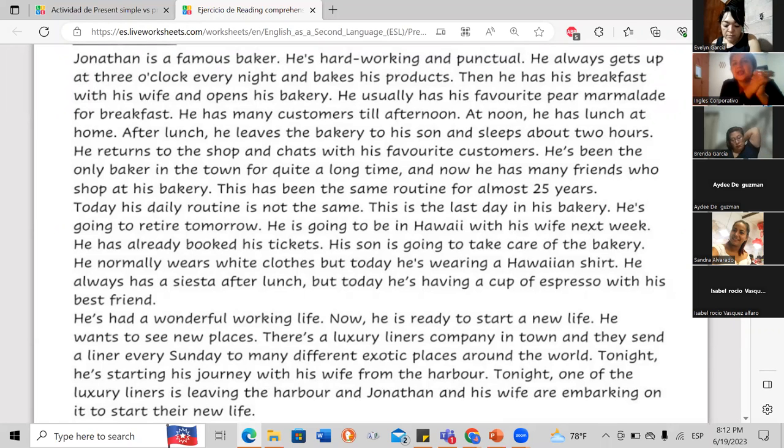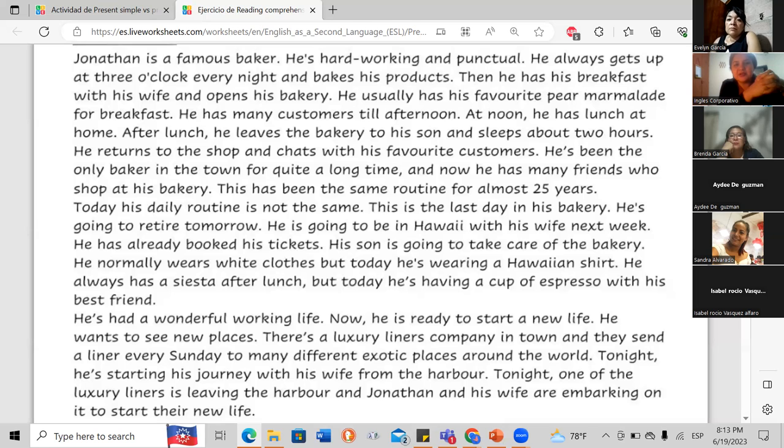And punctual. He always gets up at 3 o'clock. Imagine, at 3 o'clock every night and bakes his products. Then he has his breakfast with his wife and opens his bakery. He usually has his favorite pure marmalade for breakfast. He has many customers till afternoon. At noon, he has lunch at home. After lunch, he leaves the bakery to his son and sleeps about 2 hours. He returns to the shop and chats with his favorite customers. He's been the only baker in the town for quite a long time. And now he has many friends who shop at his bakery. This has been the same routine for almost 25 years.